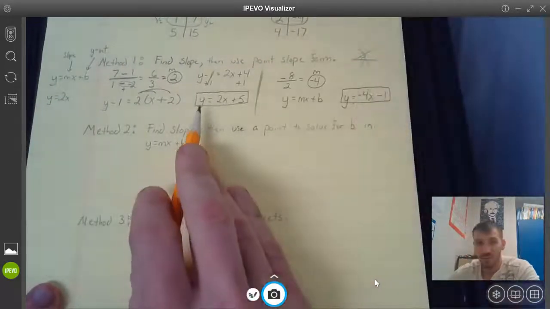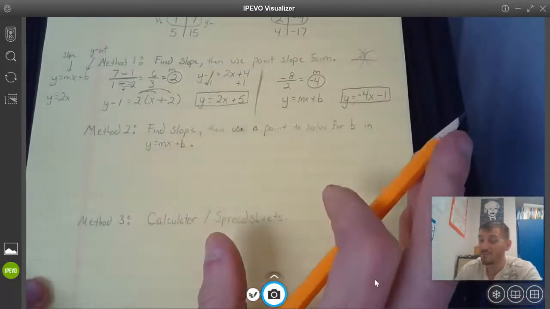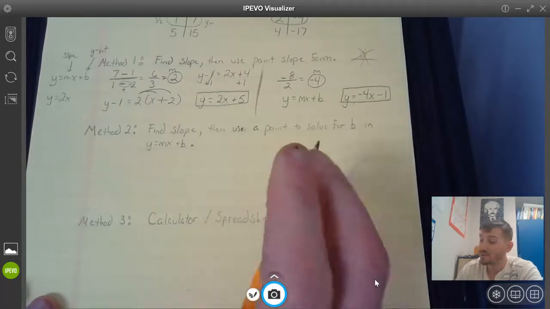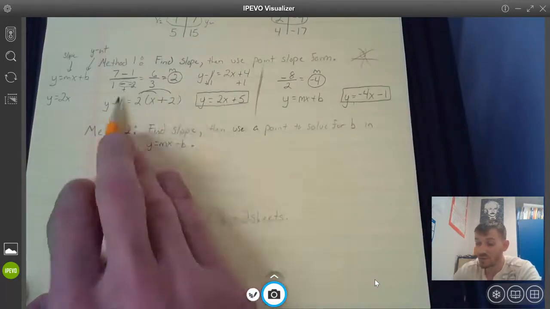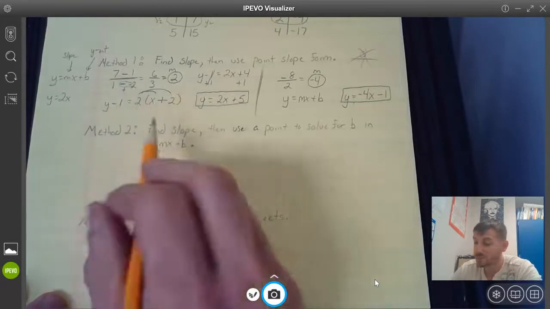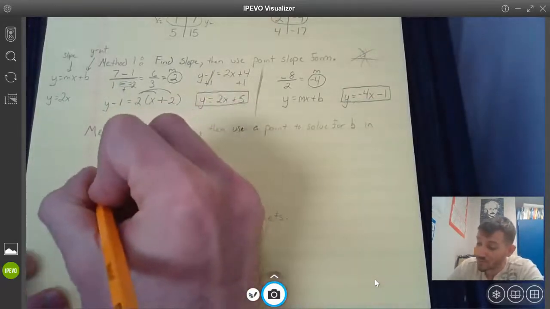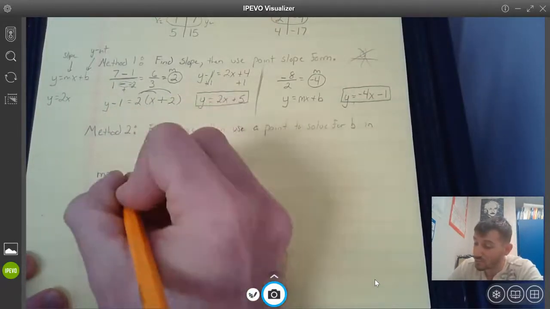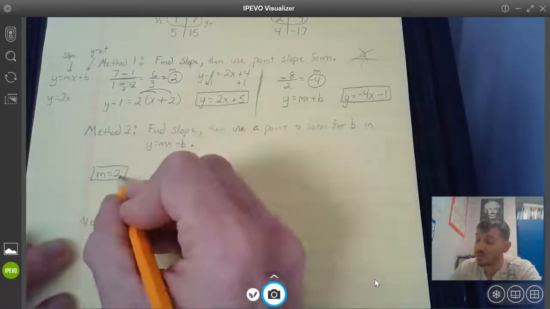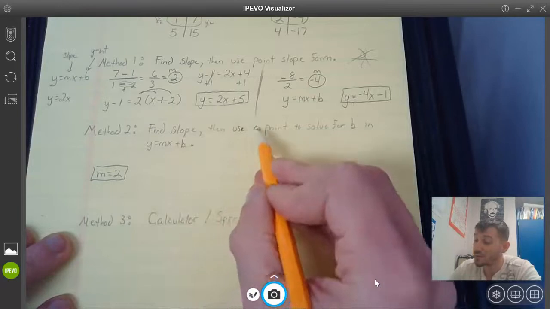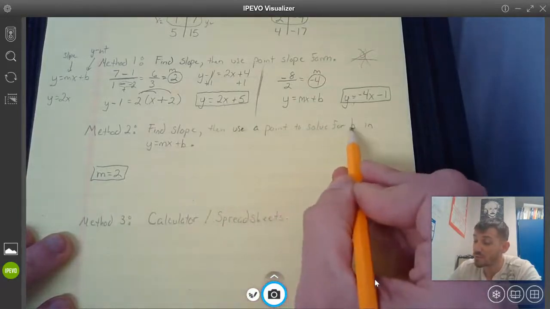It's very similar to what we did up here, probably a couple less steps. So method 2, again, find the slope. How about we don't redo that again? We already did it once. So we found our slope. M was equal to 2. Good for us. So because I found my slope, now we're going to use a point to solve for b.